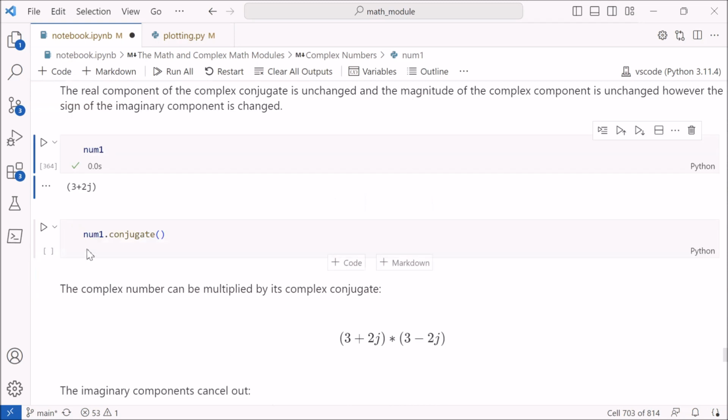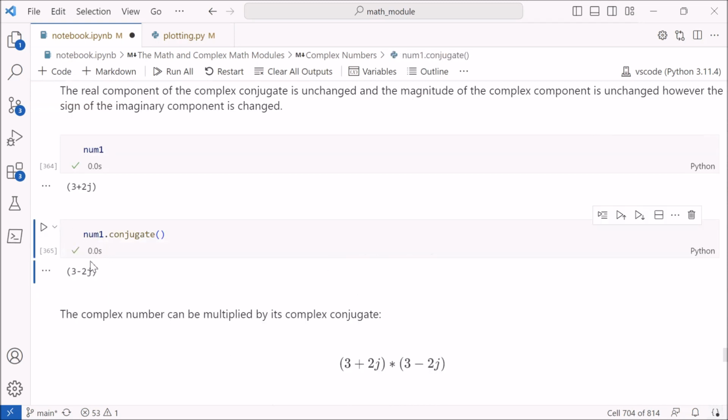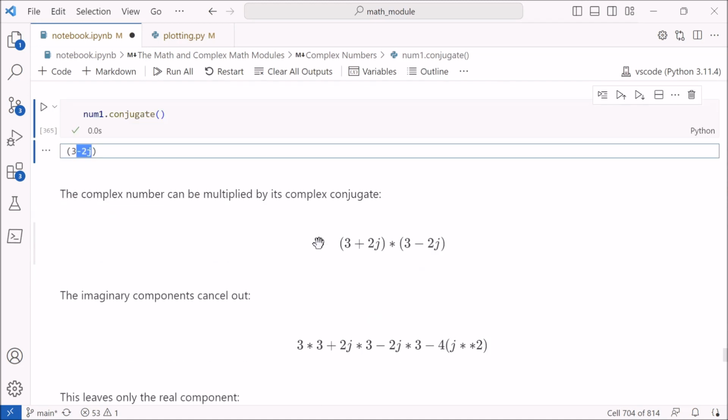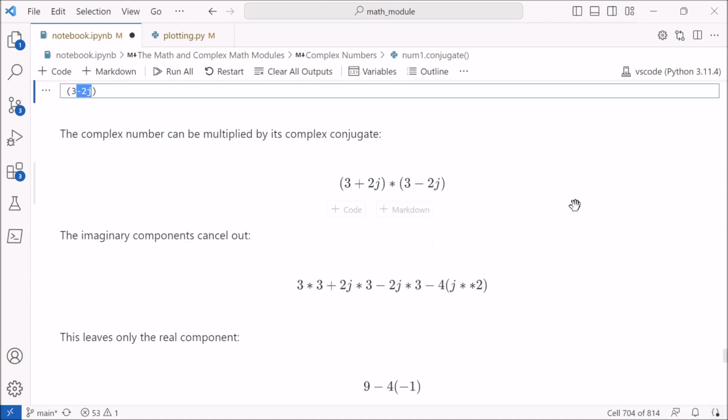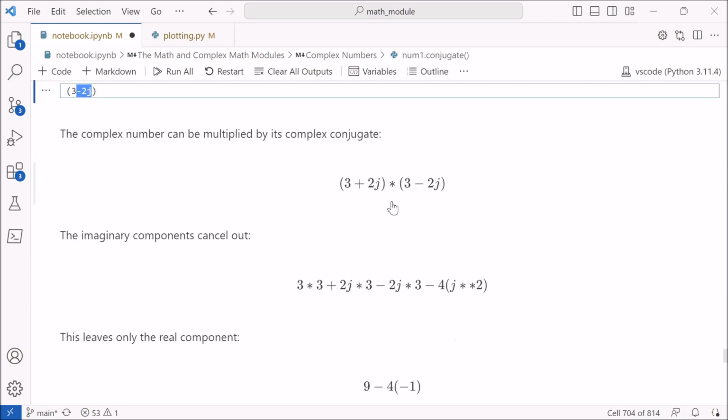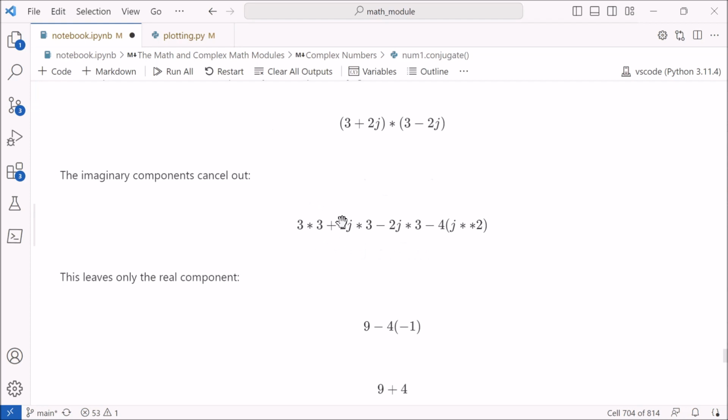So we can have a look at num1 and we can have a look at its conjugate. So you essentially flip the sign here. And then if you have a look at the magnitude of the multiplication between a number and its complex conjugate, we've got 3 times 3 plus 3 times minus 2j plus 2j times 3 plus 2j times minus 2j. So we've got 3 times 3 plus 2j times 3 minus 2j times 3 minus 4j squared.